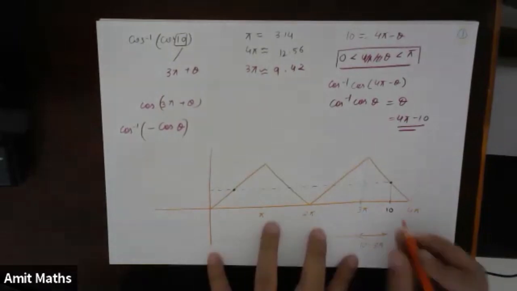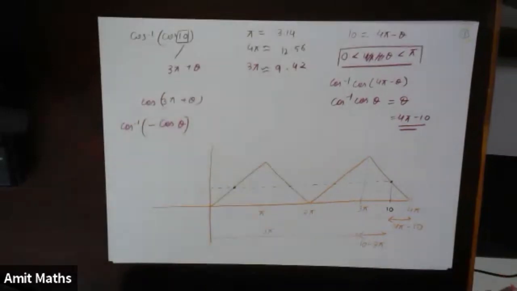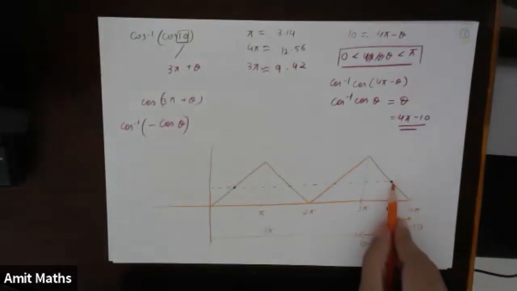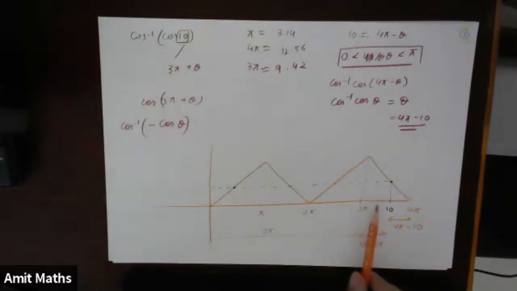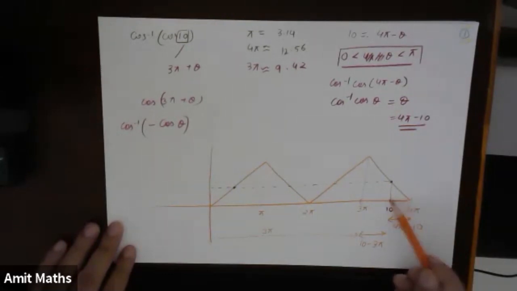And what is this difference? This difference is 4 pi minus 10, right? So how can I reach this point? What I can see is that from the lowest point, if I simply move by this angle 4 pi minus 10 on the left side, I will reach this point, right?